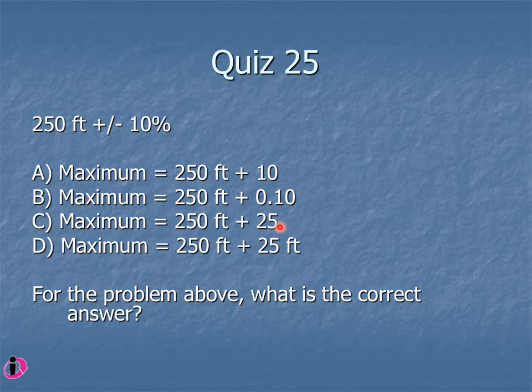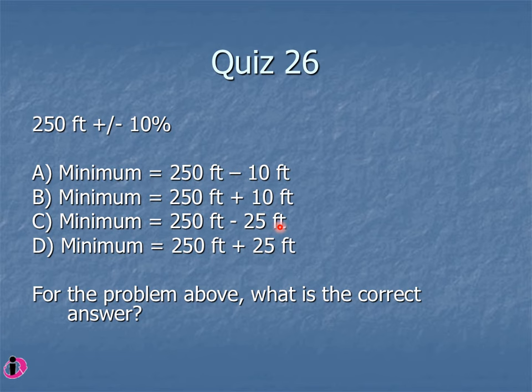25 is not a number by itself, is it? You have to say 25 feet, because you know the difference between 25 miles and 25 feet, right? That's huge. So it's important to write the unit. So the right answer is D. And similarly, if you want to get the minimum, all you need to do is subtract, right? Again, what do you subtract? 25 feet, so the right answer is C. Once you know the nominal value, you just add it to the base to get the maximum, or subtract it from the base to get the minimum.